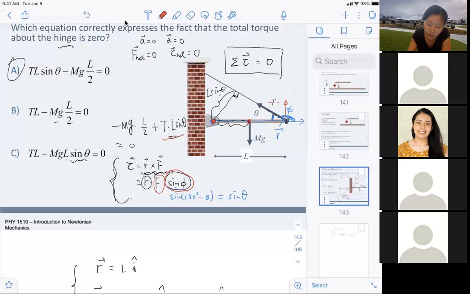Oh, because you apply this gravity only halfway from the hinge. Right. Not applying the gravity all the way at the end, right? Like if you're pushing a door, you're pushing it in the middle. You're not pushing it at the doorknob. That's why you can see the distance is only half, because we say gravity acts from the center of the mass of the beam, and the center of the mass is right in the middle.